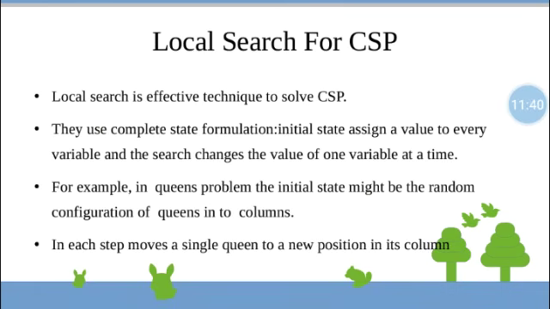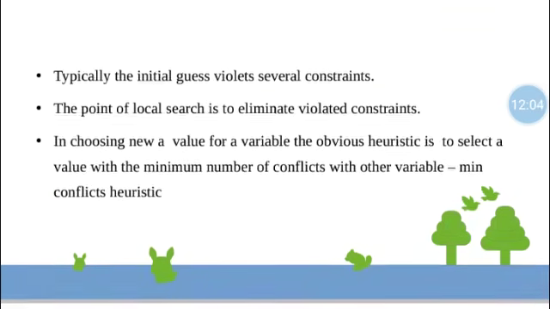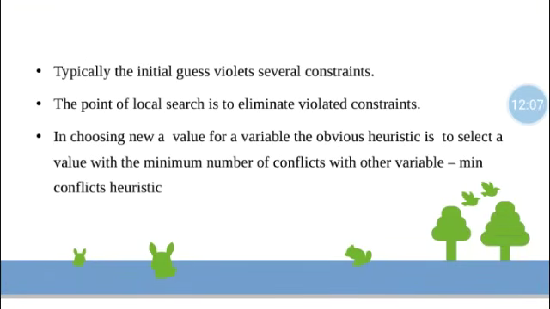Now how to check which variable's value we are going to change? The variable which is having minimum conflicts, so that variable's value we are going to change. For example, in queens problem, the initial state might be the random configuration of queens into the columns. In each step, move a single queen to a new position in its column. So typically the initial guess violates several constraints. The point of local search is to eliminate violated constraints.